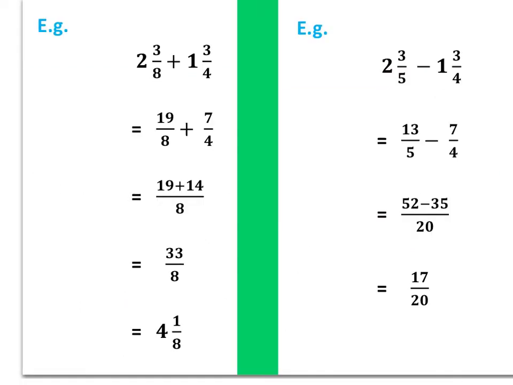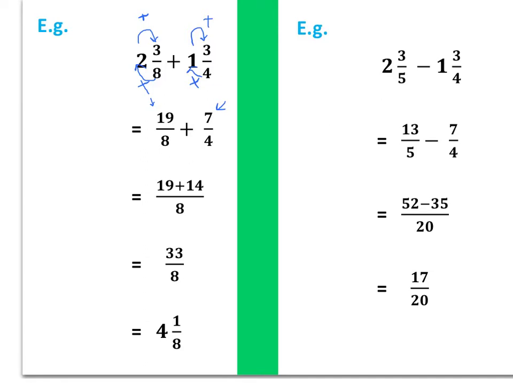Our first example is of two mixed numbers, adding them together. So remember, our first step is to change them into an improper fraction. Remember, we do that by starting at the denominator, timesing it by the number at the top, and then adding on our numerator. So you can see we do 8 times 2 is 16, plus 3 is 19 down here. And here we do 4 times 1 plus 3 is 7, and our denominators stay the same.